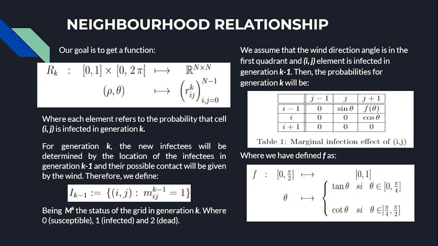To sum up, the upper element i minus 1, j, will have sinus of theta as probability value. For i, j plus 1, cosinus of theta, and for i plus 1, j plus 1, the function f evaluated in theta. That is to say tangent or cotangent depending on the direction of the wind. Note that the function f is always positive and bounded by 1.